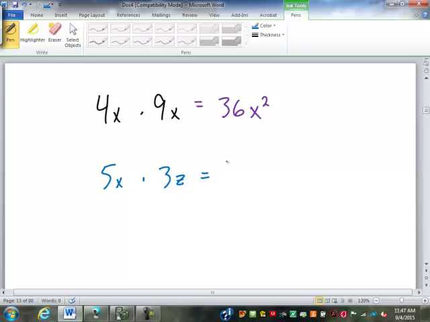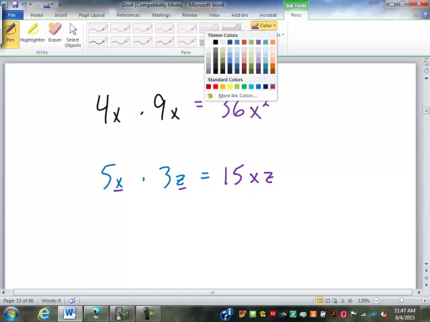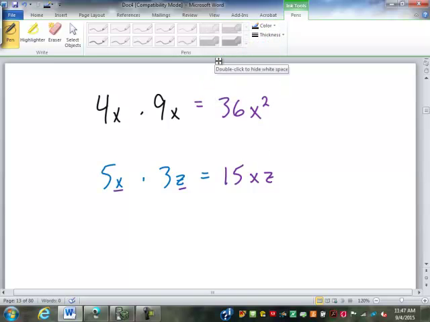What do we have? 5x times 3z. 5 times 3 is 15. X times z is xz. Just like working with any of our units, feet times pounds became foot pounds, x times z becomes xz. We can multiply pretty much anything when we're dealing with our algebraic numbers.